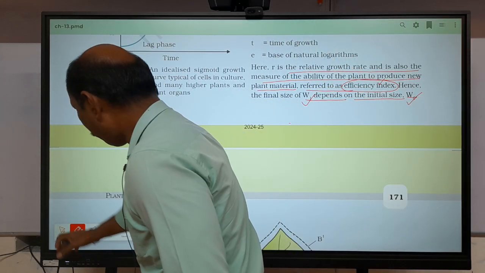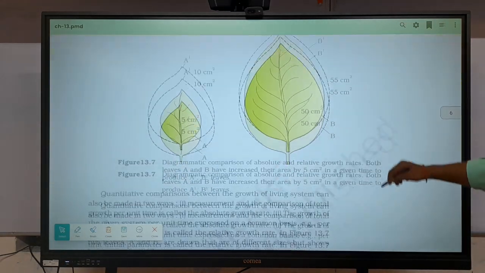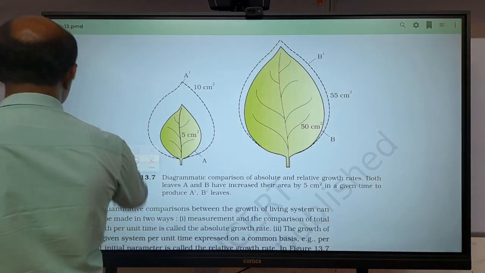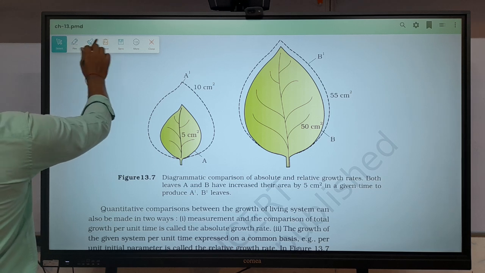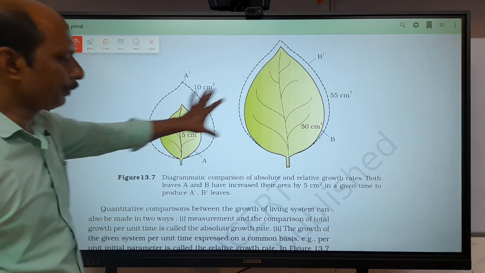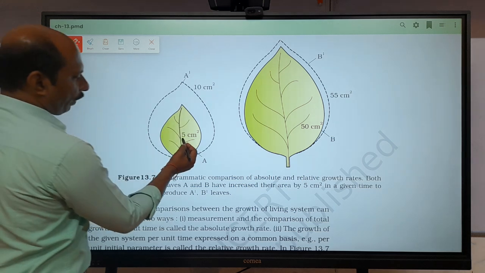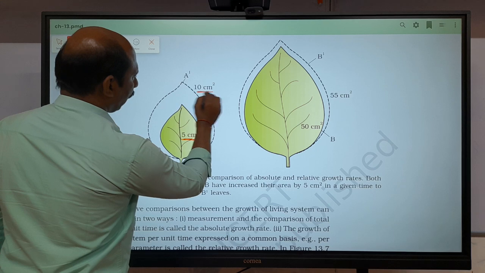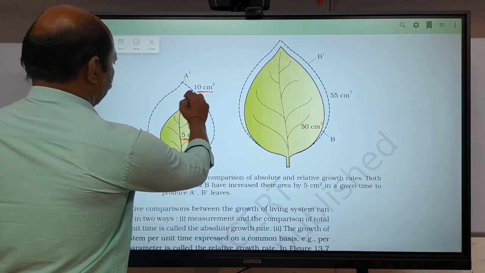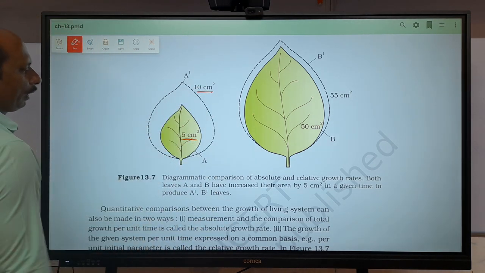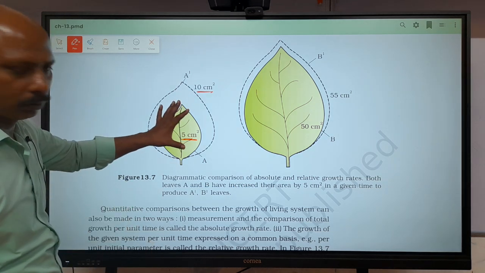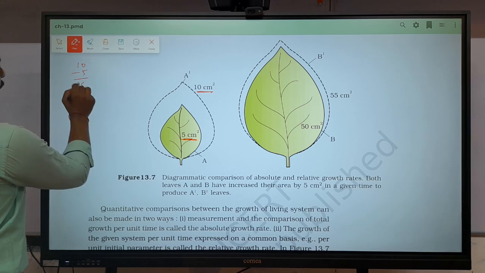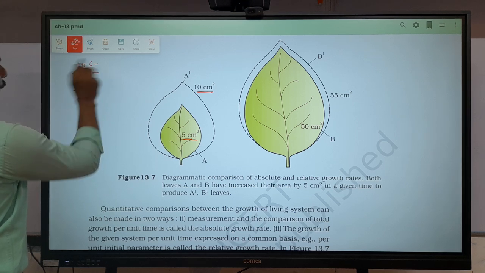Now here an example is given, also a diagram is given. We have two leaves. Look at these leaves. Both are initially 5 centimeter, and after some unit time, it becomes 10 centimeter. Now when we consider the absolute growth, the absolute growth is 10 minus 5, it is 5 centimeter square, right?